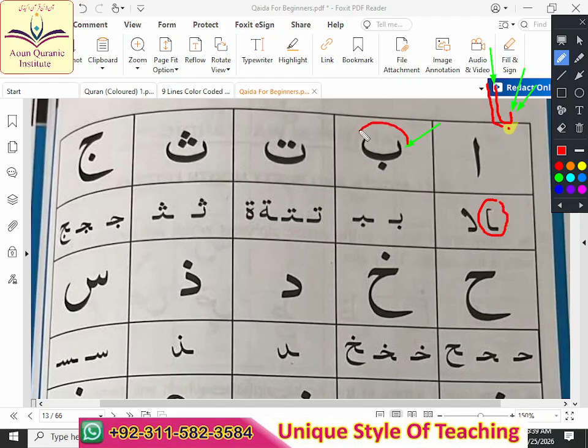Now look at that side. What is this now? Ba. So Ba has some different shapes. Sometimes Ba can come like this, sometimes in this pose, right?